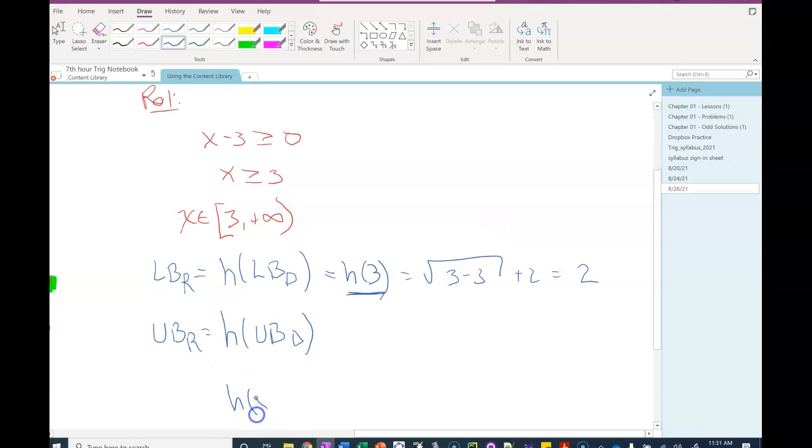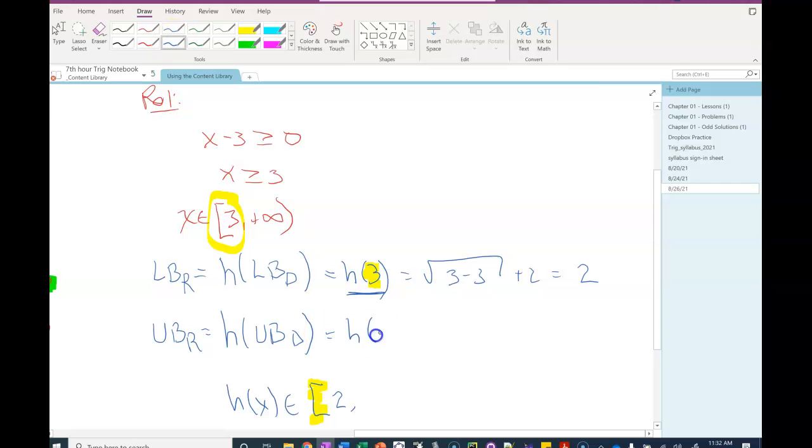So my range already, I can say for h of x, the lower bound is 2 with a bracket. I use that bracket here because we used a 3, and with the domain, the 3 had the bracket. So the brackets and the parentheses come from whatever piece of the domain you used to find that range value. They just follow through.